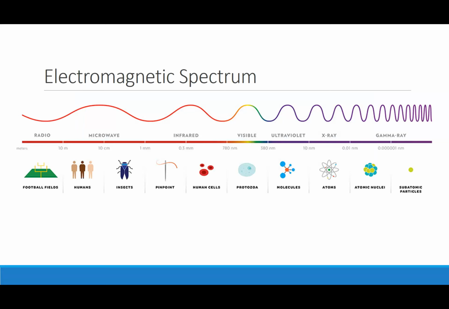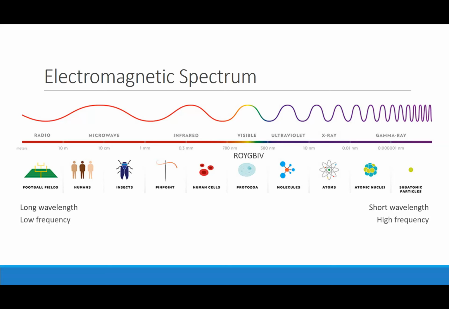The electromagnetic spectrum shows the range of all types of electromagnetic radiation. From longest wavelength to shortest wavelength, the electromagnetic spectrum includes radio, microwave, infrared, visible light, ultraviolet, X-ray, and gamma ray. Visible light is further split into the 7 colors of the rainbow: red, orange, yellow, green, blue, indigo, and violet.